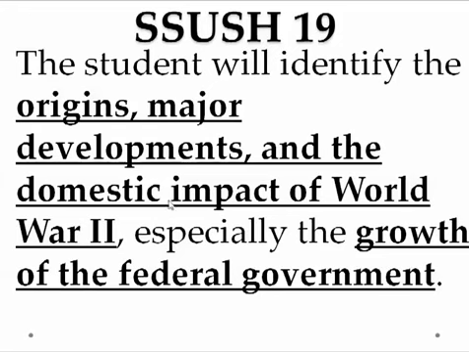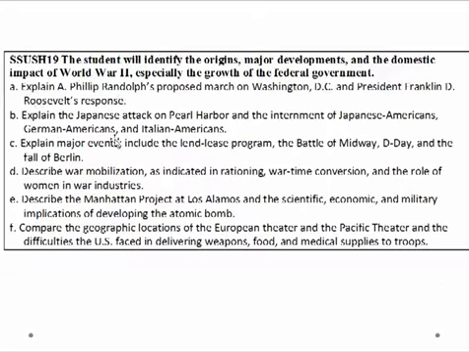And then at home, domestically, we talked about this word here again, domestically, the domestic impact of World War II at home. How does World War II cause problems at home? We're going to look at that, especially the growth of the federal government. We're going to look at that too. So let's look at the whole thing all together. We have A, B, C, D, E, F.